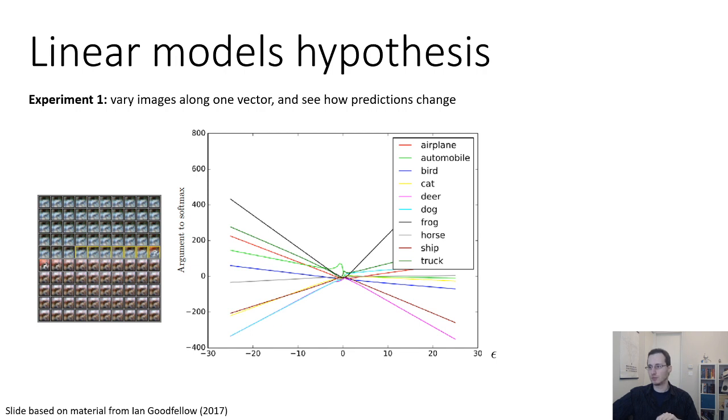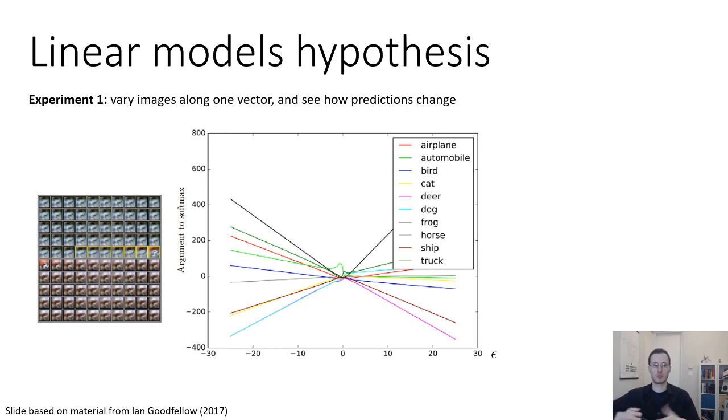So somewhat bizarrely, the frog class actually becomes the most likely for large perturbations both to the left and to the right. And it's not because the network actually thinks a frog is very likely, it's just because it's extrapolating linearly far away from that image. And the slope of the frog class just happens to be larger, so if you go far enough, eventually the most likely thing is the frog.